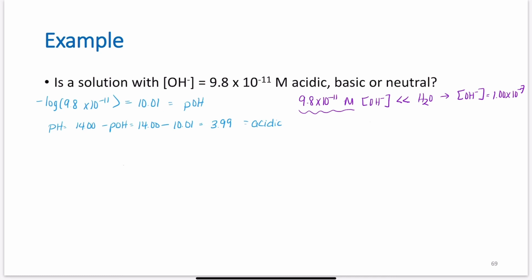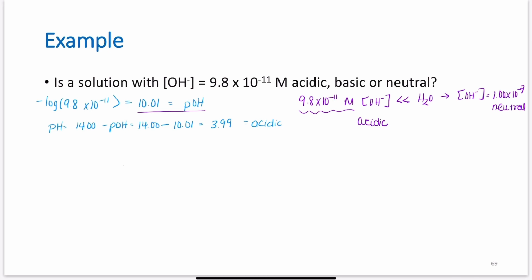I want you to be careful, because some students are going to stop here and they're going to say, oh, 10. Don't do that, please. The concentration of hydronium ion in solution is so low compared to what water would normally be. This would be considered neutral. It's so much lower that the solution has to be acidic.